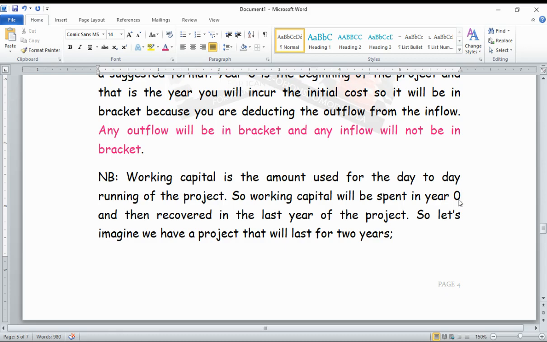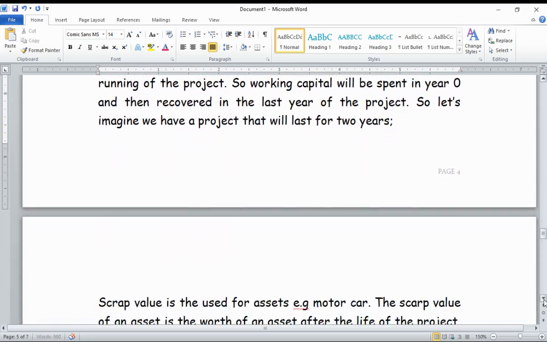So they'll recover all those costs. So your working capital should be an outflow in year zero and an inflow at the last year. If it's 10 years that the project is lasting for, the working capital will be an inflow in that 10 years. If it is 2 years, it will be an inflow in that 2 years. Now, let me show you what I'm talking about here.